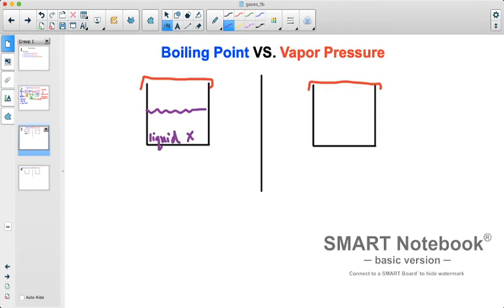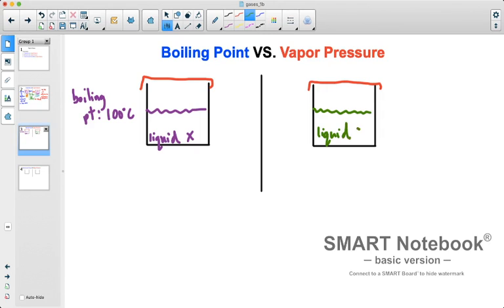Perfectly fine. And liquid X has a boiling point specifically of 100 degrees Celsius. On the right-hand side, I'm going to now have a different liquid. I'm going to have liquid Y.